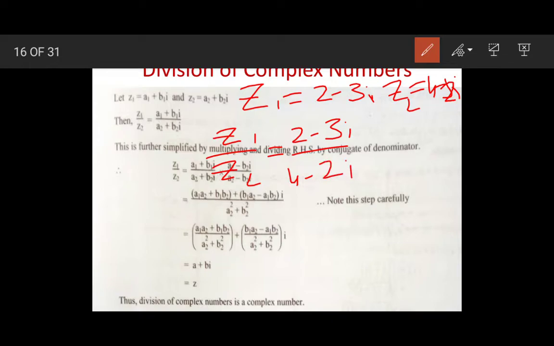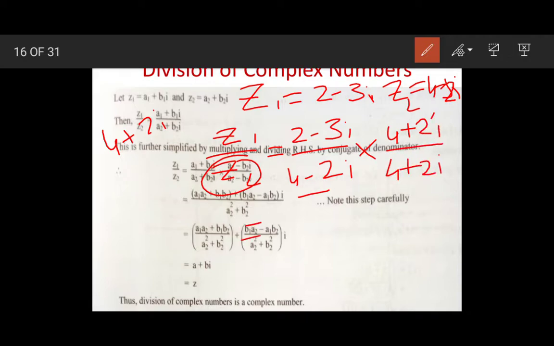Now to solve this, we have to take the conjugate of this z2, that is the conjugate of 4 minus 2i, which is 4 plus 2i, and I have to multiply numerator and denominator with 4 plus 2i. So this will be multiplied by 4 plus 2i upon 4 plus 2i.